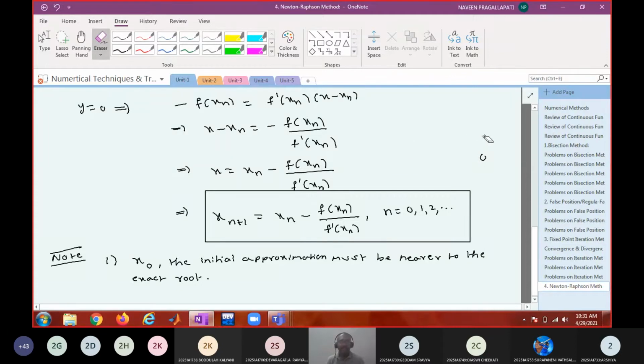And see, suppose your f of x naught is, let us say, 3.782, do you think that x naught is nearer to the root?